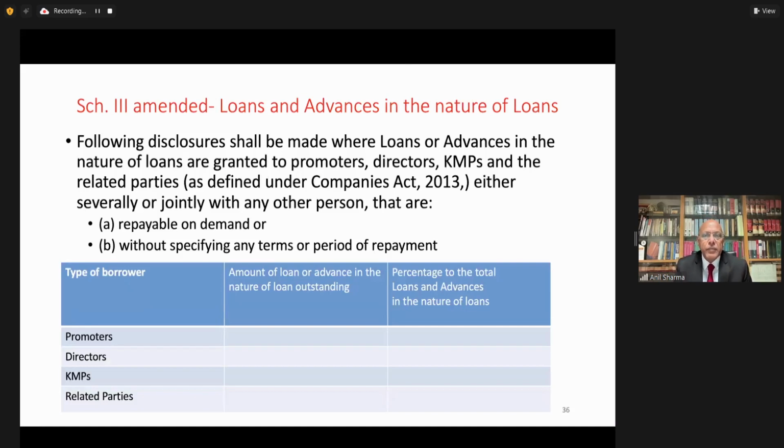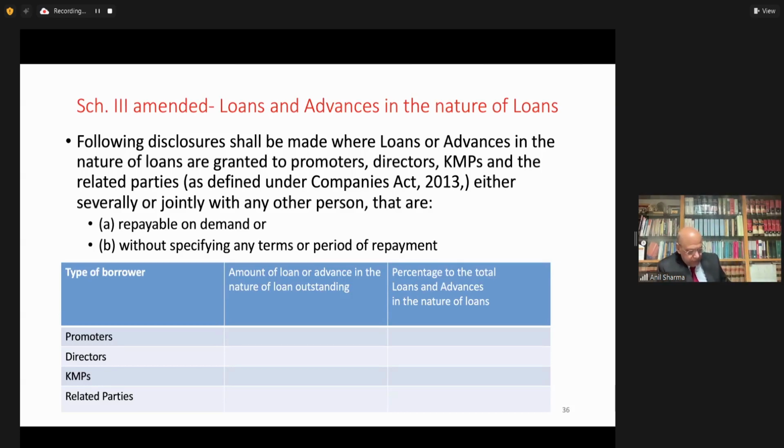Similarly, in the case of loans and advances in the nature of loan, some additional information has recently been required to be disclosed. Where loans and advances in the nature of loan are granted to promoters, directors, KMPs and related parties, either severally or jointly with any other person, that are repayable on demand or without any specified term or period of repayment, then the amount and the percentage of total loans and advances in the nature of loan must be disclosed. This is a recent disclosure requirement which has been added.